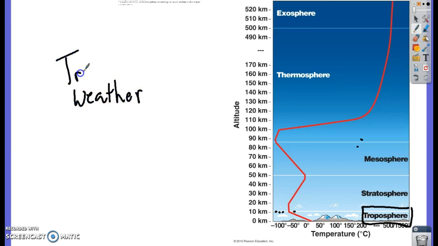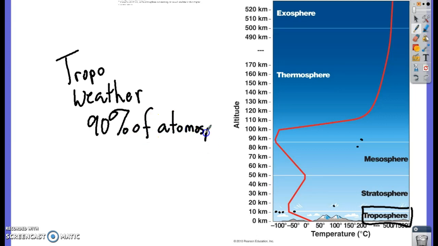Okay, a little bit of it probably extends into the stratosphere, but just very little. You can see a few clouds up here. But for the most part, all of our weather happens in the troposphere. That's the part we live in. Okay, it is, by mass, 90% of the atmosphere. So almost all the atoms, if you will, or matter, are crowded into here.